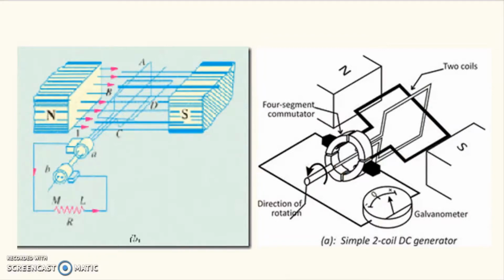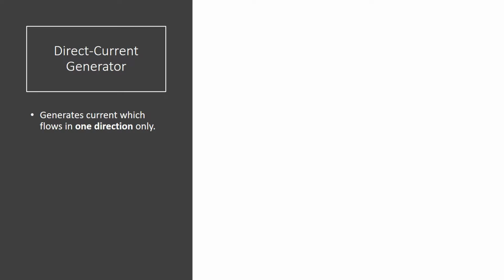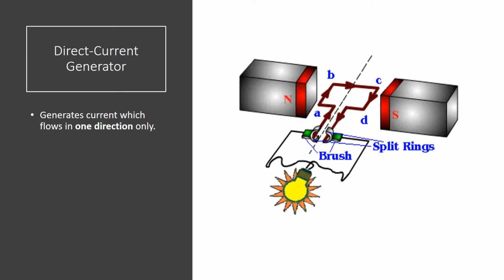So this is how a generator would look like with more than one coil. This diagram has 2 coils. It's a simple 2-coil DC generator. You can find it by this is 1 coil and this is the second coil. A DC generator generates current which flows in one direction only. It is very similar to a DC motor, but generators are connected to a bulb or a resistor instead of a battery, because in motors they need the battery to provide current to make the coil rotate.